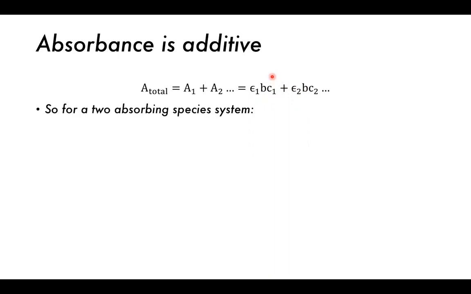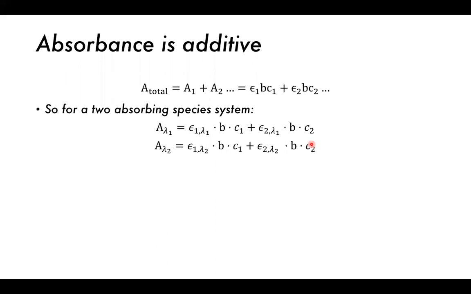So for a two absorbing species system, we can describe it like so. The absorbance at our first wavelength is equal to epsilon 1 of our species at wavelength number 1 times B, the path length, times C1, the concentration of species 1. To that, we add the absorbance described by the Beer-Lambert law of species 2, where we have epsilon 2 at wavelength number 1, which is what we're measuring at, remember, times the path length B times the concentration of species 2 in our system.